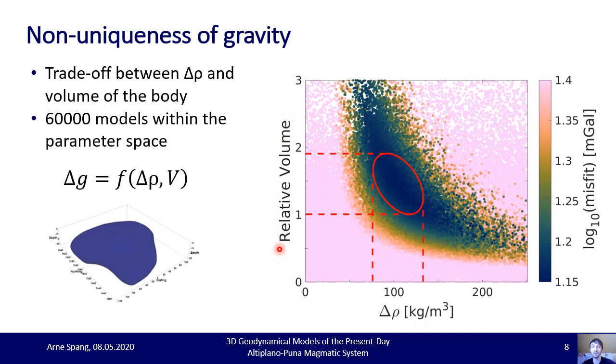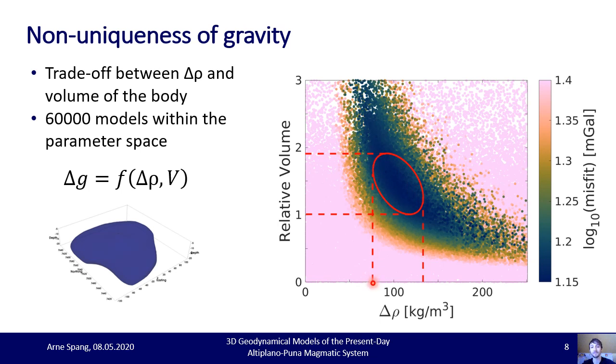So relative volume is a quantity that combines all the geometric parameters that we used in the study, which were 5 in total. And they all combine in one here. And on the other axis, we have density contrast. And the color bar shows the misfit of every model to the real data. We can see that all the well-fitting models cluster in this area. The bulk of them, there are a few out here, but most of them are in this area.